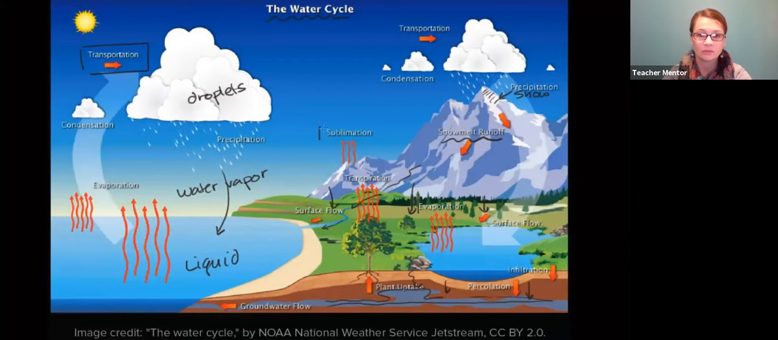Over here, you see this word sublimation. That's going straight from the solid form of water, ice, into the gas form of water, or water vapor. And this will happen in situations where it's cold and it's very, very dry. And you have, in general, low pressure. And so instead of going into the liquid state, the water molecules just start leaving as water vapor.